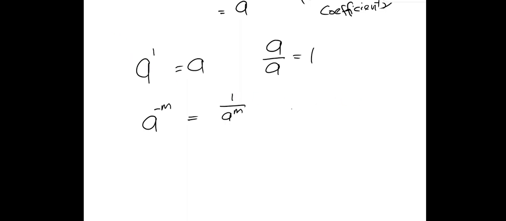An example, x to the power of negative 3, we could rewrite that as 1 over x to the power of positive 3. We can do the opposite, but I'm not going to do that just yet.